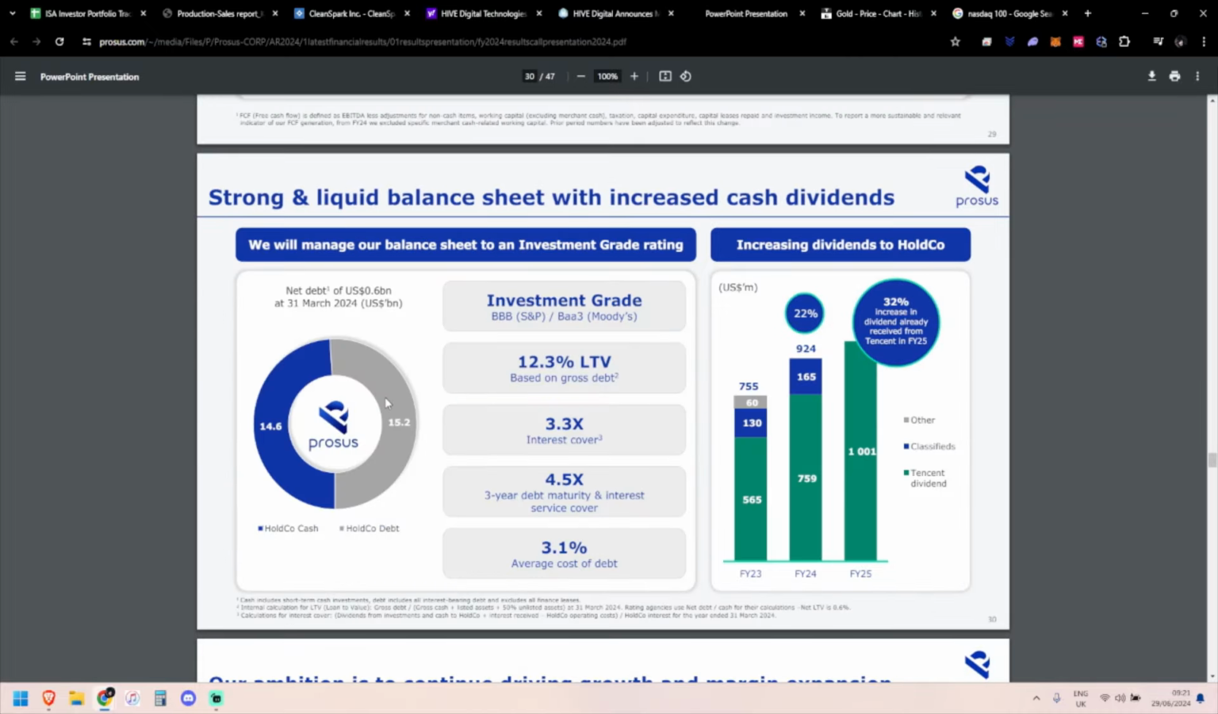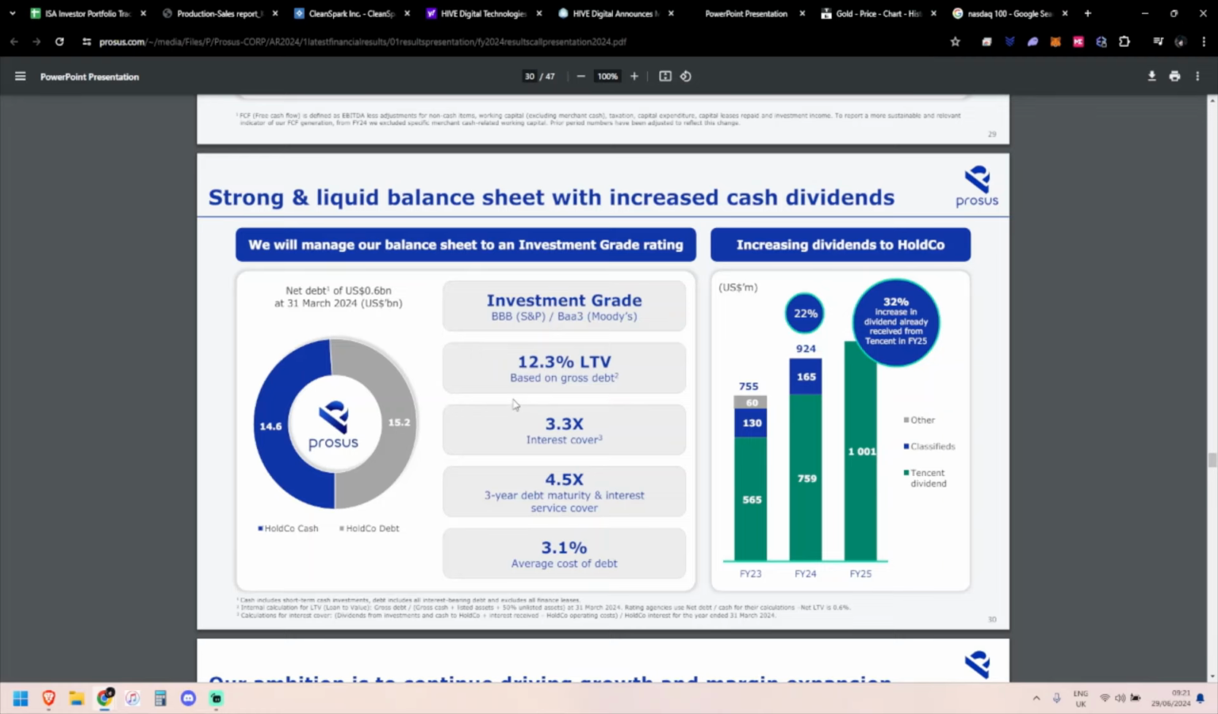Just highlighting their debt position as well. Very unusual position to be in. The holding company has $14.6 billion in cash and $15.2 billion of debt at an average cost of 3.1%. But they can certainly pay all of this interest just from Tencent dividends. So, $565 million in dividends in fiscal year 2023, $759 million, and then $1 billion in dividends just from Tencent. So they don't really have to worry about that debt too much, or they don't have to worry about paying the interest from the cash flow of their existing companies.